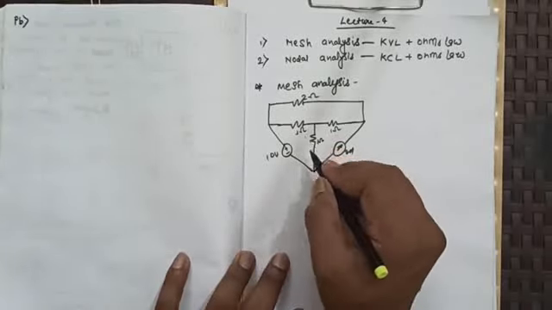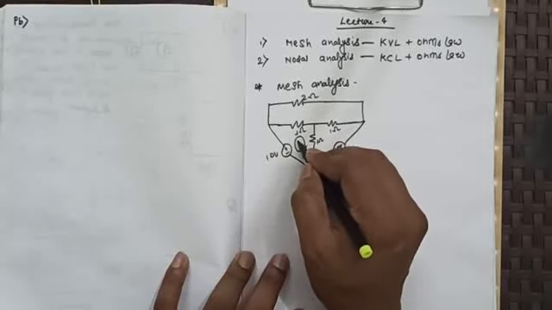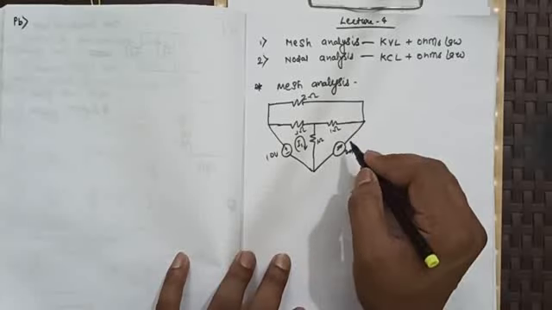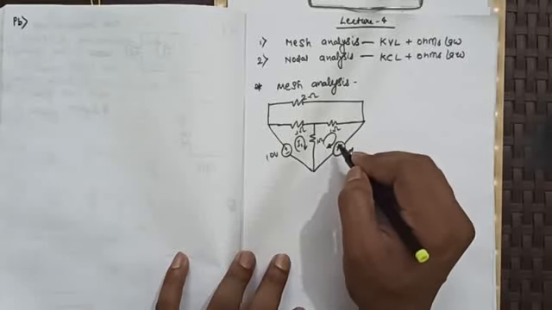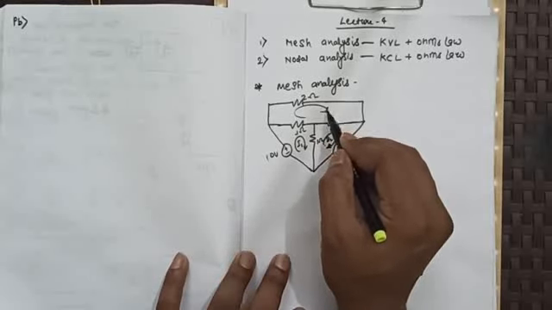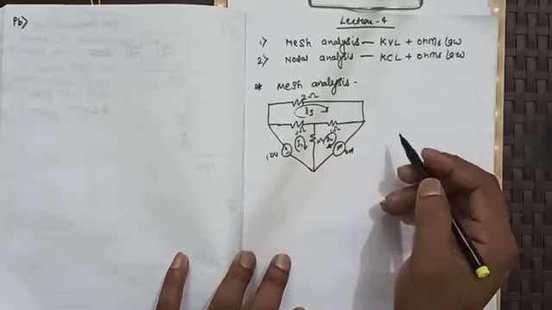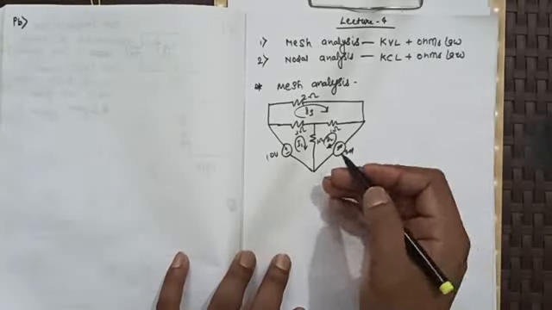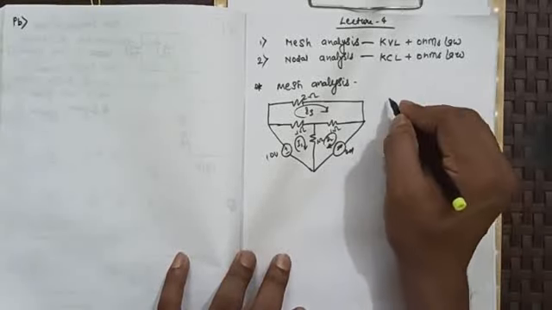Let us say this is our mesh 1, so I assign a current I1. This is our mesh 2 and the current is I2. This is mesh 3, so the current is I3. Now start writing KVLs for these meshes.